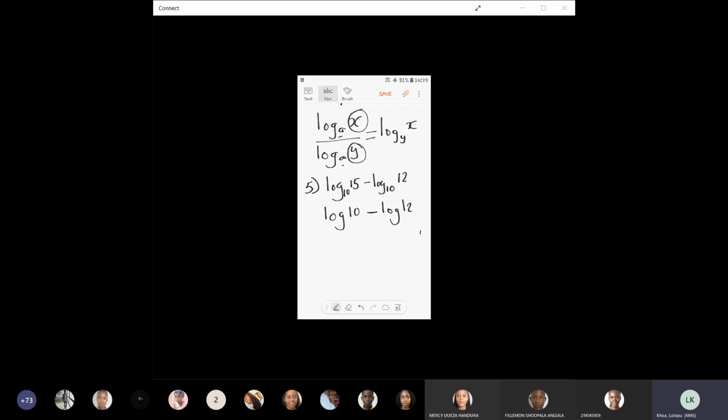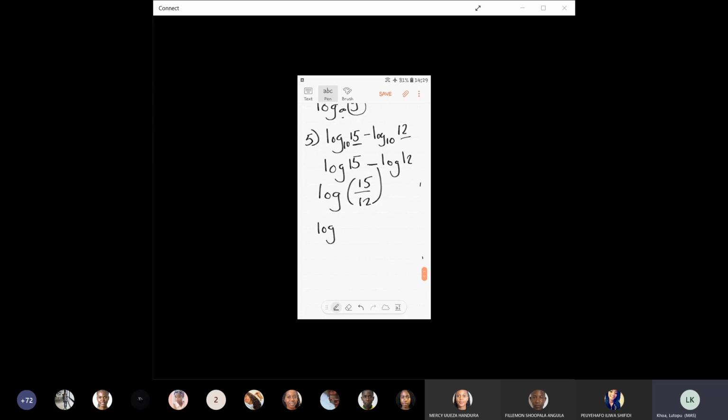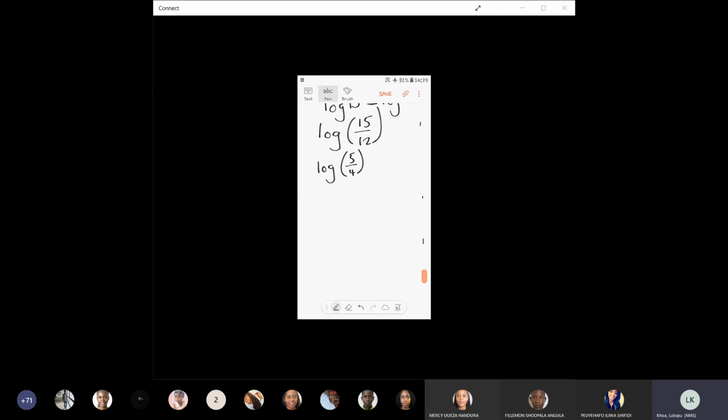Yes? Is it supposed to be log 10 or log 15 minus log 12? Log 15, thank you. Okay, so the law says that if you're subtracting logarithms that have the same base, then you can write them with a single logarithm and you just divide the first argument by the second one. So this is log 15 divided by 12, and then 15 divided by 12, you write it in its simplest form. 3 is a common factor, so it's 5 and 4. So this is log 5 over 4. And that's as far as you can go without a calculator.